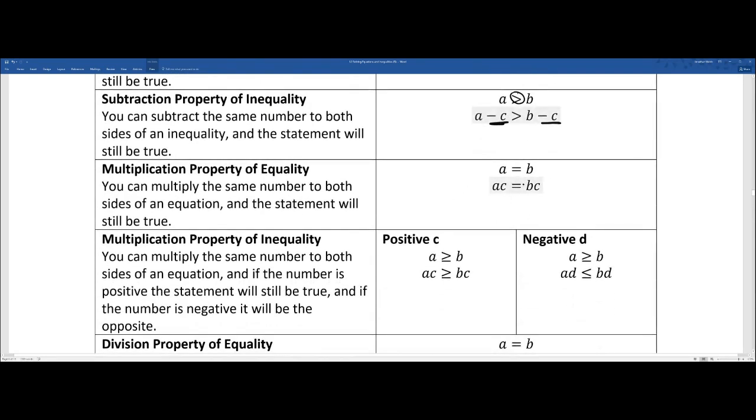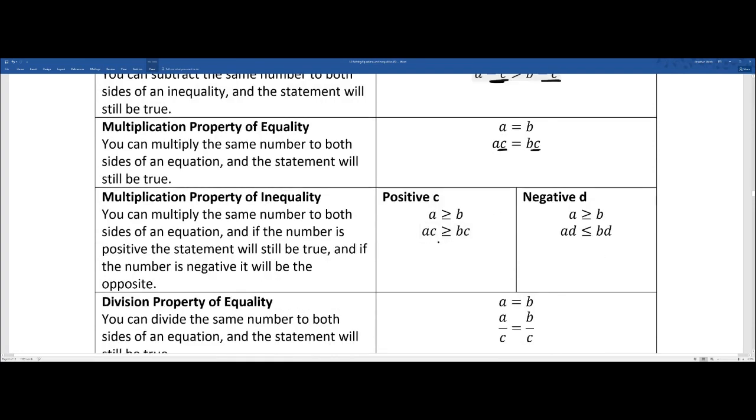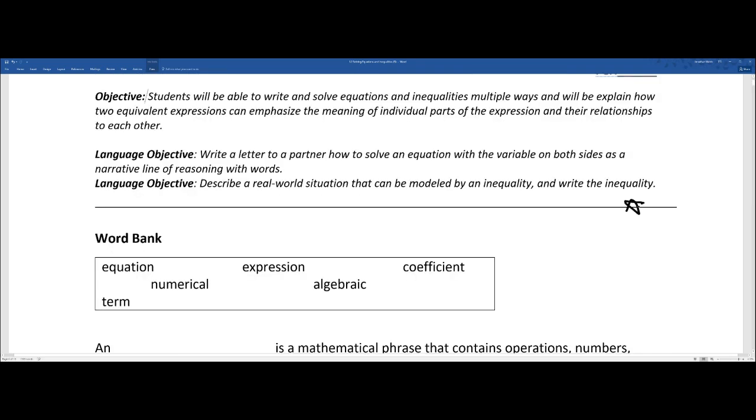All right, so multiplication property. If you want to multiply one side, you have to multiply to the other. Same thing happens with inequalities. You have to multiply to one term, you have to multiply to the other. But something to note, this statement will still stay true, but if you multiply by a negative to both sides, your symbol will change. Okay, it actually flips. So remember, if the number is negative, it will be the opposite. So it flips. That's one of the special cases.